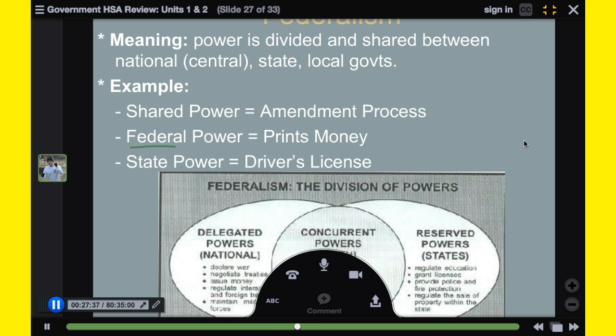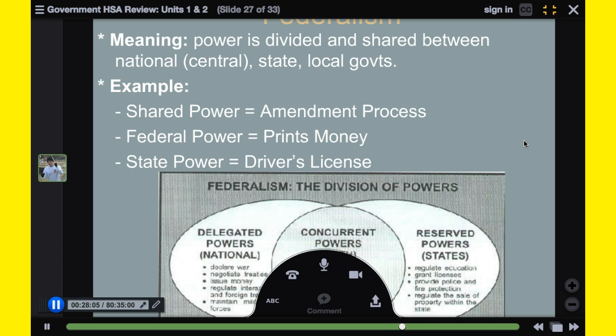The federal government is responsible for printing money. And state governments are responsible for licenses. Many of you care most about driver's licenses. However, if you want to get a marriage license, if you want to get a license to be an accountant, if you want to get a license to be a beautician or a hairdresser, you go through the state, not the national government. It's important to know.